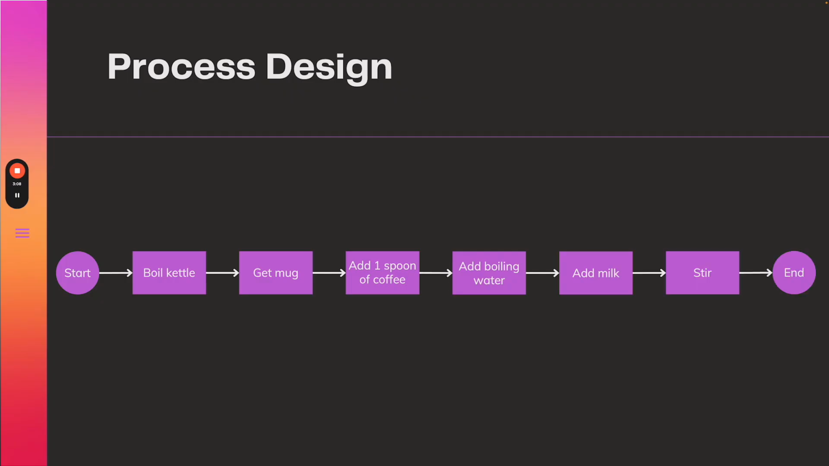Now, this is a very basic example, and I'm sure already you've started to ask some questions around what happens if the person wants a stronger cup of coffee. I might want to add 2 spoons of coffee. What happens if the person doesn't want milk? I'm going to skip that step. What happens if I get confused and add the boiling water somewhere else because it doesn't specifically say put the boiling water in the mug?